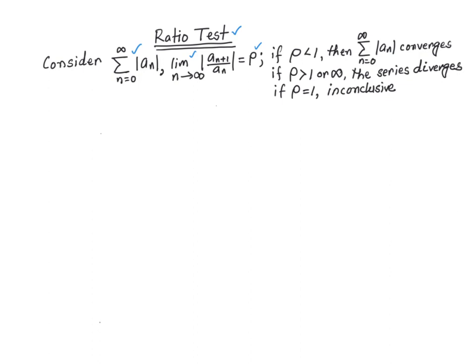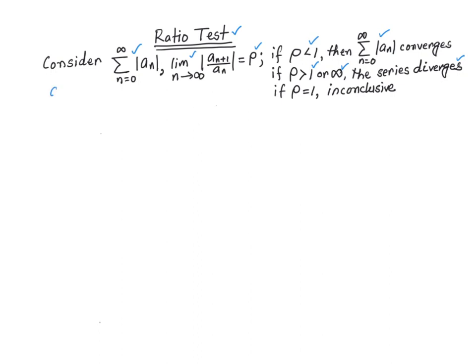So there are three scenarios. Scenario number 1, if rho is less than 1, then the series will converge absolutely. If rho is greater than 1 or infinity, then the series will diverge. On the other hand, if rho is 1, then you cannot make any conclusion. The series could either converge or diverge. Now, I'm going to prove these three cases one by one. So let's consider the first one, which is the most difficult one, and the other two are quite easy actually.